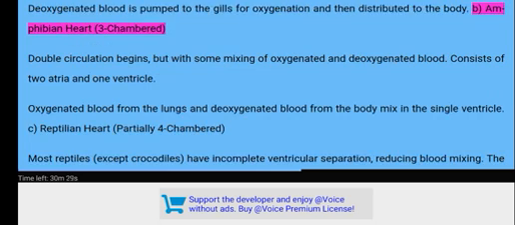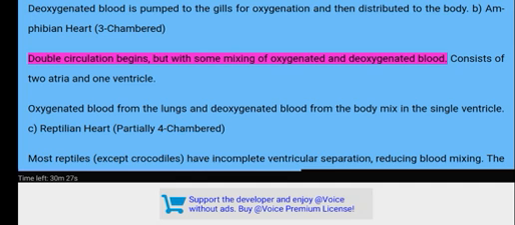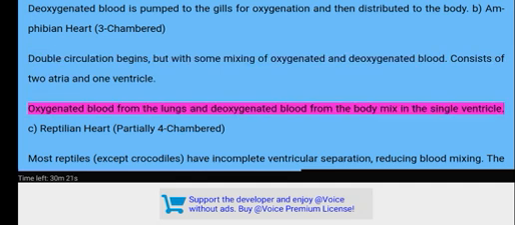B. Amphibian heart, 3-chambered. Double circulation begins, but with some mixing of oxygenated and deoxygenated blood. Consists of 2 atria and 1 ventricle. Oxygenated blood from the lungs and deoxygenated blood from the body mix in a single ventricle.